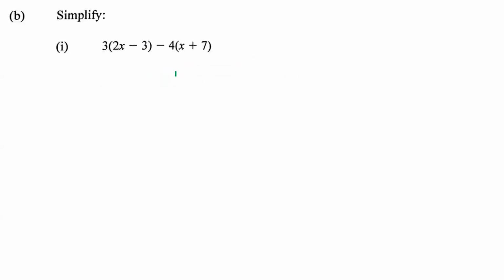Okay, let's move on to the next one. Here we have to simplify this particular expression. We have 3 open bracket 2x minus 3 close bracket, minus 4 open bracket x plus 7 close bracket. Here we're going to distribute. We're going to say 3 times 2x, and 3 times 3. And then we're going to say negative 4 times x, and negative 4 times 7.